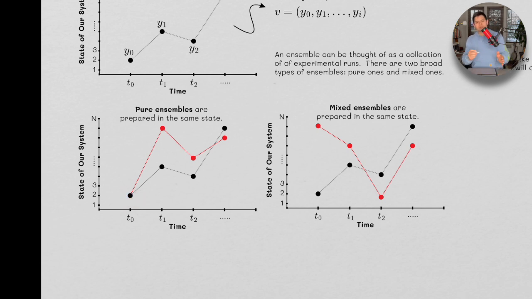I don't know, I have 2 pennies, for example, both of which start at the head state before I toss them. Something like that. That would be an example of a pure ensemble.